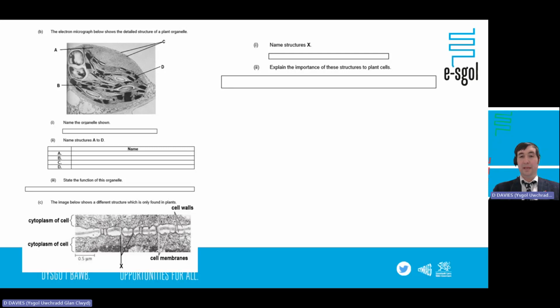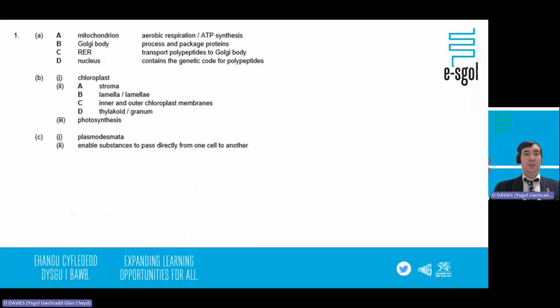If you can't identify what it is, make an educated guess, use some common sense. What could it be? And then explain the importance. So again, this is a structure and function question. You need to get the information into your long-term memory and then practice your questions. These are what I like to call bread and butter marks. Good job.